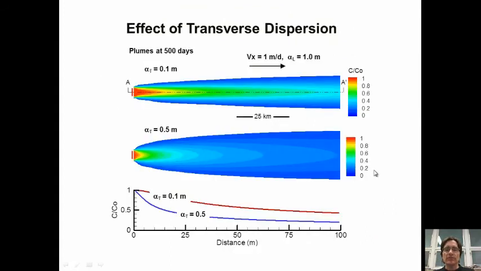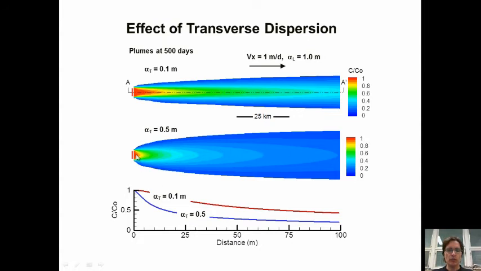Getting back to dispersion, here are two simulations which show the effect of transverse dispersion. Here are two plumes. We have a source zone here with flow and velocity going to the right. In this top image, we have a transverse dispersivity of 0.1 meters. And here in the bottom figure, we have a transverse dispersivity of 0.5 meters. So 5 times higher. And look what's happened. Our plume is much wider. This could either be a plan view or a vertical section, for example.